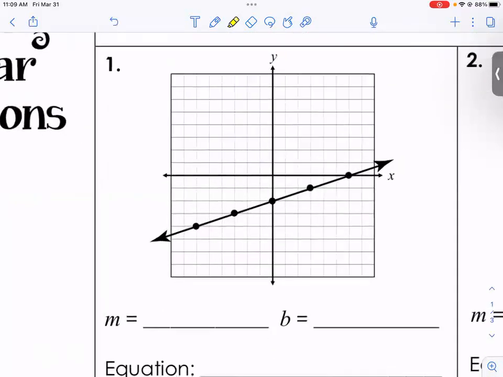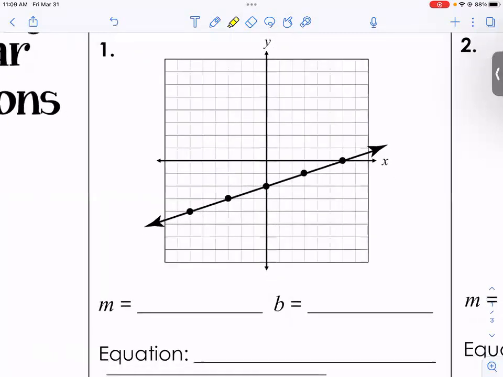Brady, what is the y-intercept on number 1? Yes. The y-axis is intercepting the line at -2. Okay. The b is the -2. Yes. Okay. Now we need to count the slope.